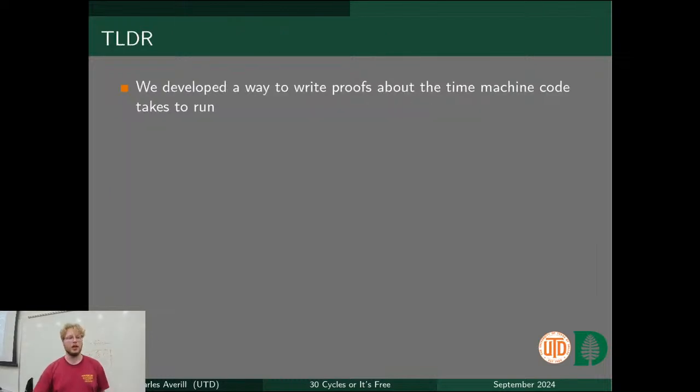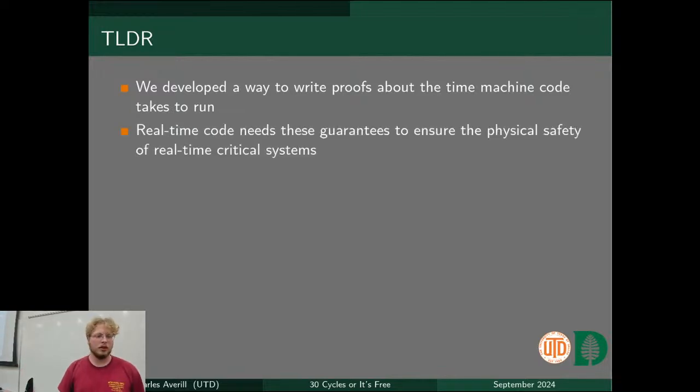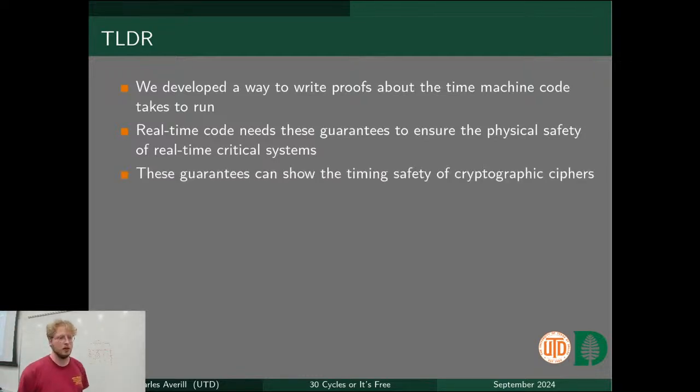Okay. So yeah, the TLDR is that we have developed a way to write proofs about the amount of time that machine code takes to run. And there exists, in the real world, real-time code that needs these guarantees to actually ensure the physical safety of these critical systems, right? And they can also show the timing safety of cryptographic ciphers, as we've seen.